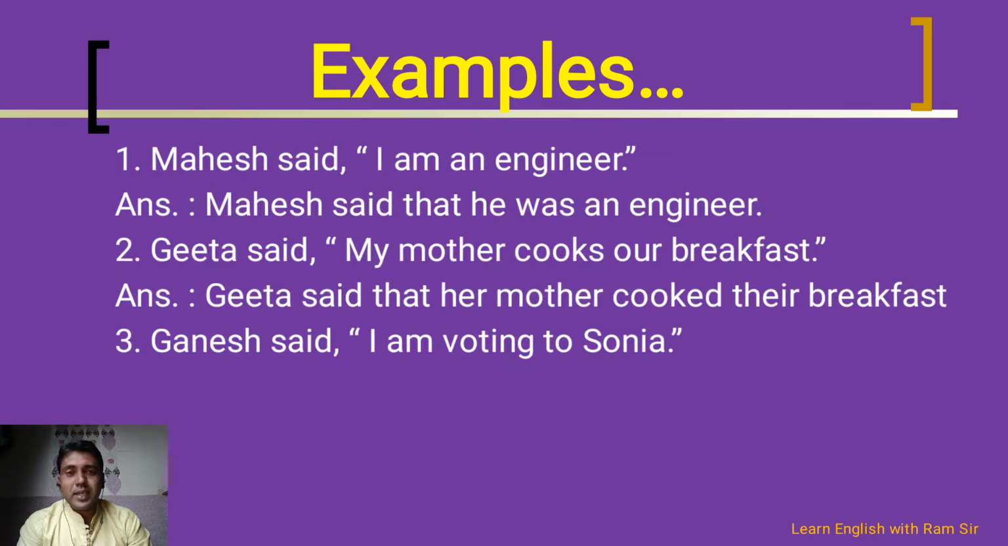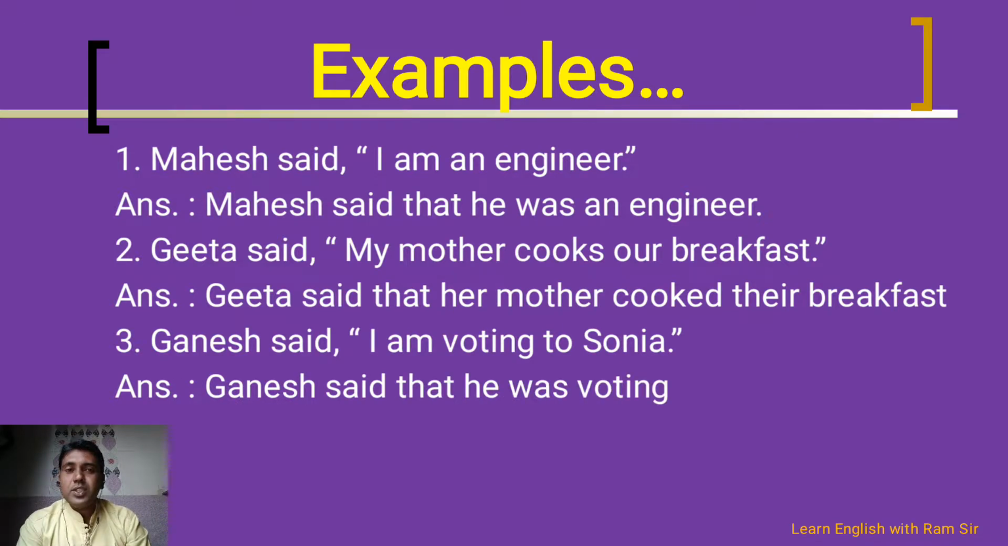Because Ganesh is a male person. So Ganesh said that he was voting to Sonia. The sentence is in present continuous tense, and due to that you need to convert the sentence into past continuous tense. So the answer will be like this. That is, Ganesh said that he was voting to Sonia. So this is all about the third example.